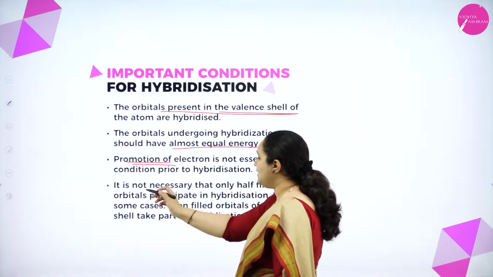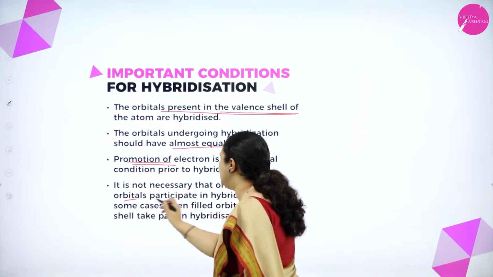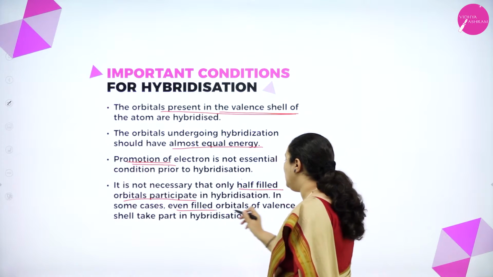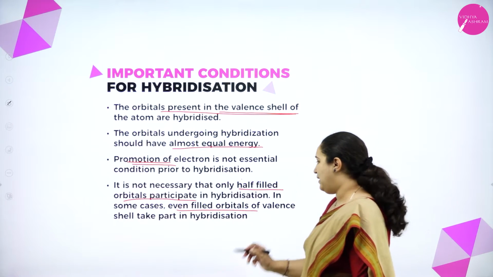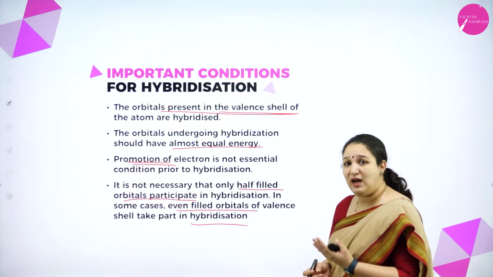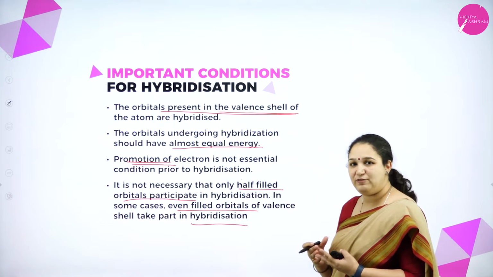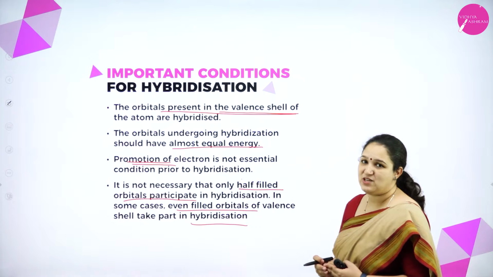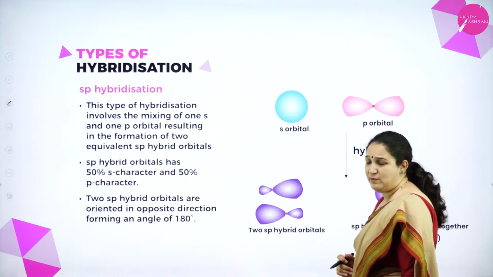It is not necessary that only half-filled orbitals participate in hybridization. In some cases, even completely filled orbitals of the valence shell take part in hybridization. That is, it need not contain only an unpaired electron. Sometimes even if the orbital is completely filled, that is, if it has 2 electrons, it can undergo hybridization. So we will see different types of hybridization.